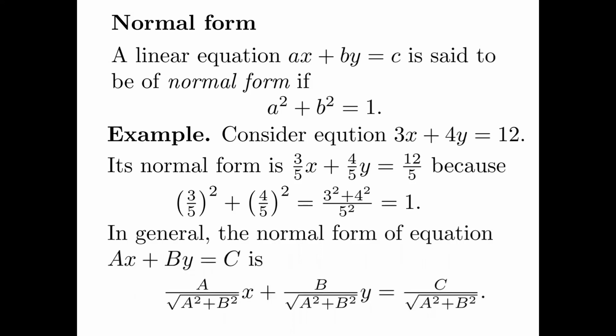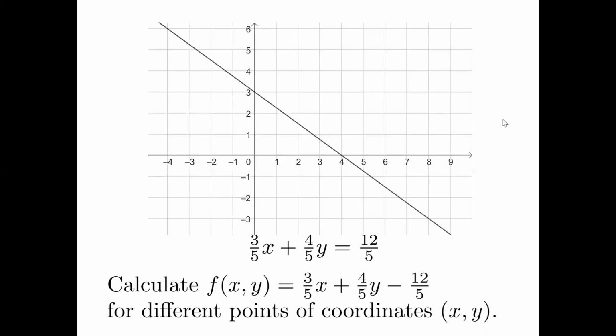In general, if we have a standard form equation, Ax plus By equals C, we can normalize it by dividing by the square root of A squared plus B squared. Let's look at this example in detail. Using this normal equation, we can create a linear function f of x and y, defined to be the left-hand side minus the right-hand side of the equation. We will plug in different coordinates x, y, and see what happens.